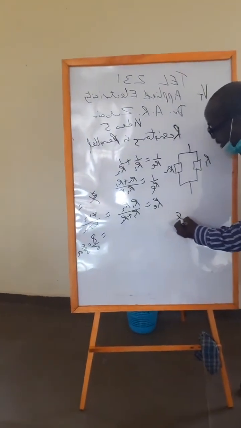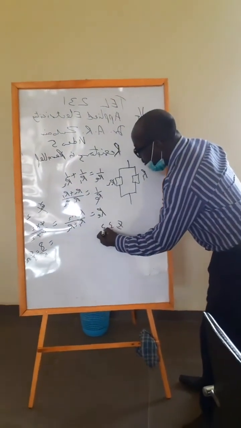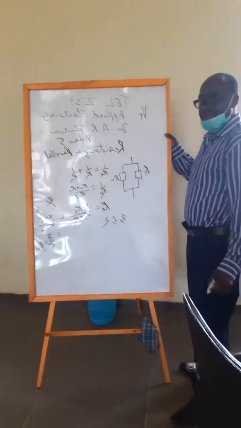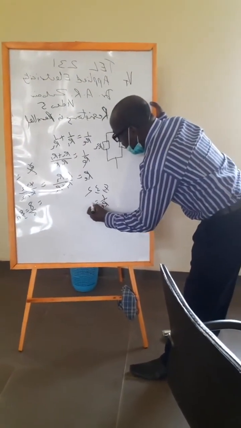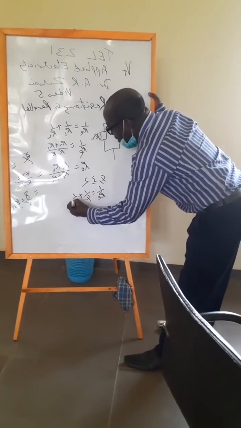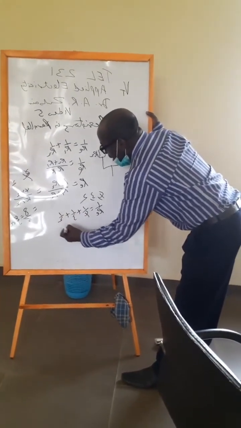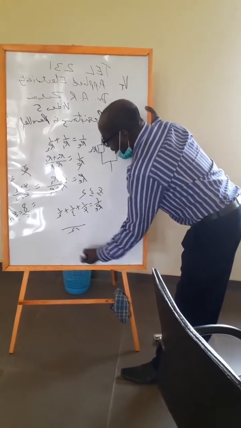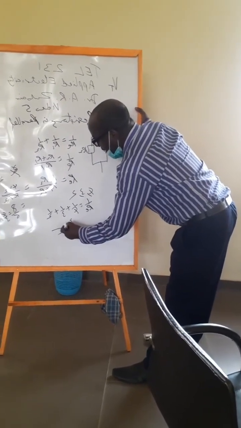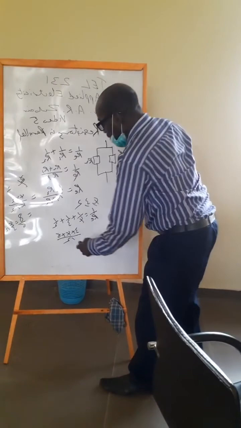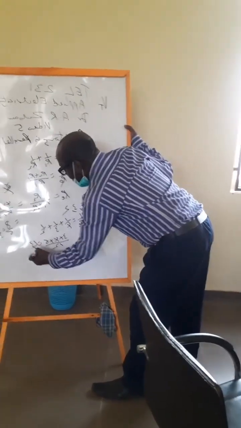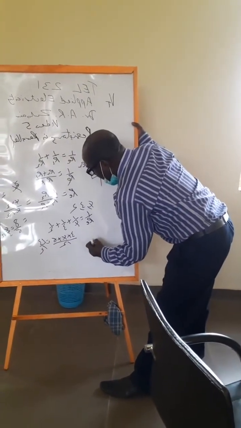If I have 4, 3, 2 in parallel, 3 now, not 2. So 1 over RE is going to be equal to 1 over 4 plus 1 over 3 plus 1 over 2. The LCM is what? 12. This will be 3 plus 4 plus 6. Am I right? So this will be equal to 13 over 12.